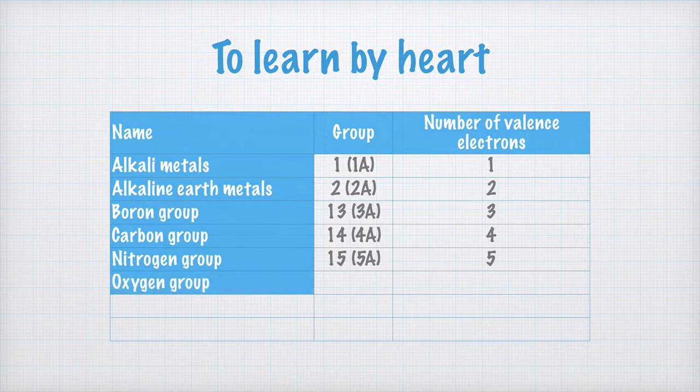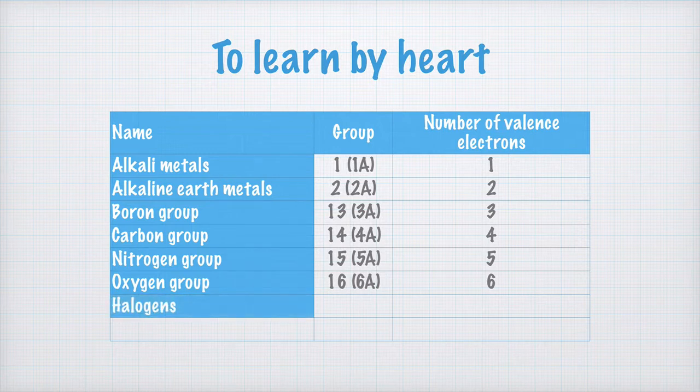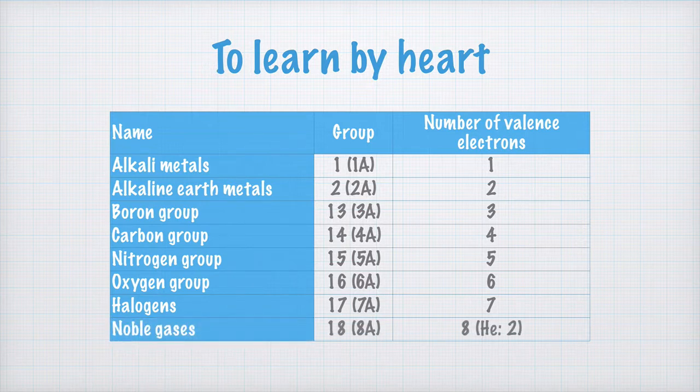In the oxygen group, group 16, the atoms have 6 valence electrons, and the halogens, which are found in group 17, have 7 valence electrons. Finally, we have the noble gases, which have 8 valence electrons, except for helium, which only has 2. All of this is important to remember for the same reasons that Mendeleev discovered. Atoms with the same number of valence electrons have similar properties, and if you can learn and understand this, you'll also understand a lot of chemistry. And this is precisely what we'll talk about in the following videos.